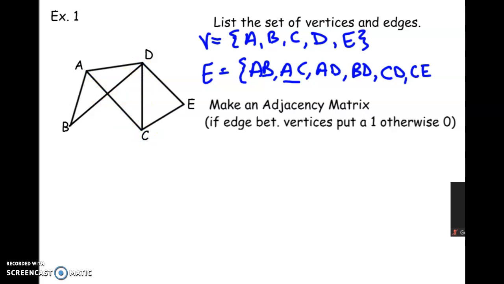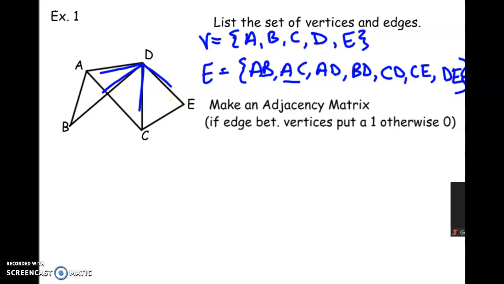All right, so then go ahead and start with D. We already listed DA, we already listed DB, we already listed DC, because that's the same thing as CD. So the only one we have left was DE. Okay.